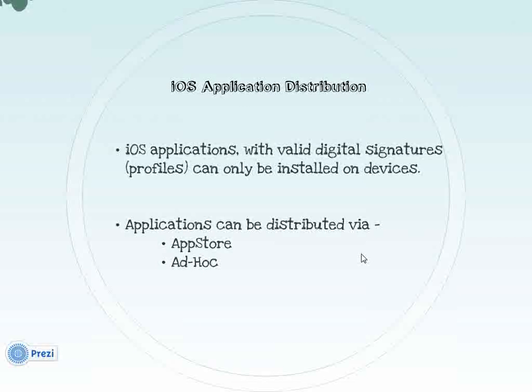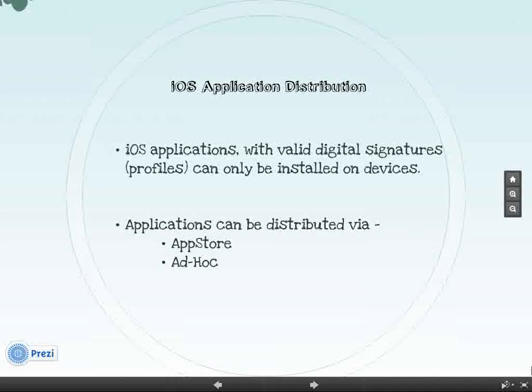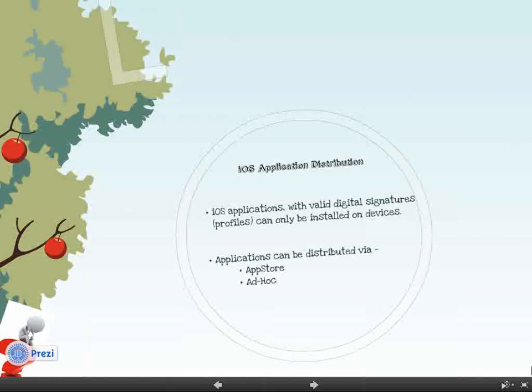We have two types of distribution methods to distribute the iOS applications developed. The first one is App Store and the second one is ad hoc. These applications need to have a digital signature to be installed on devices.